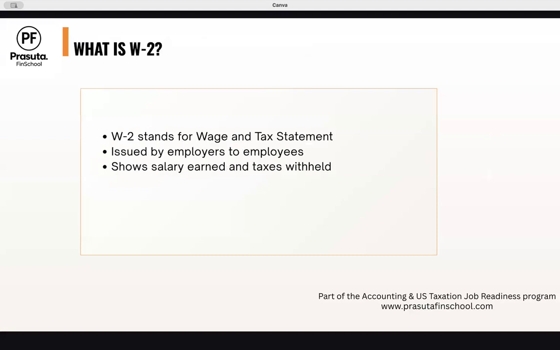Then what is W2? As we had this word earlier in the slides, individuals have to file their taxes through W2 and 1040. W2 stands for Wage and Tax Statement. It is issued by an employer to its employees while paying them wages or salaries. It shows the salary earned and the taxes that are withheld, that is, deducted from the salary or wages while paying employees or laborers, right?